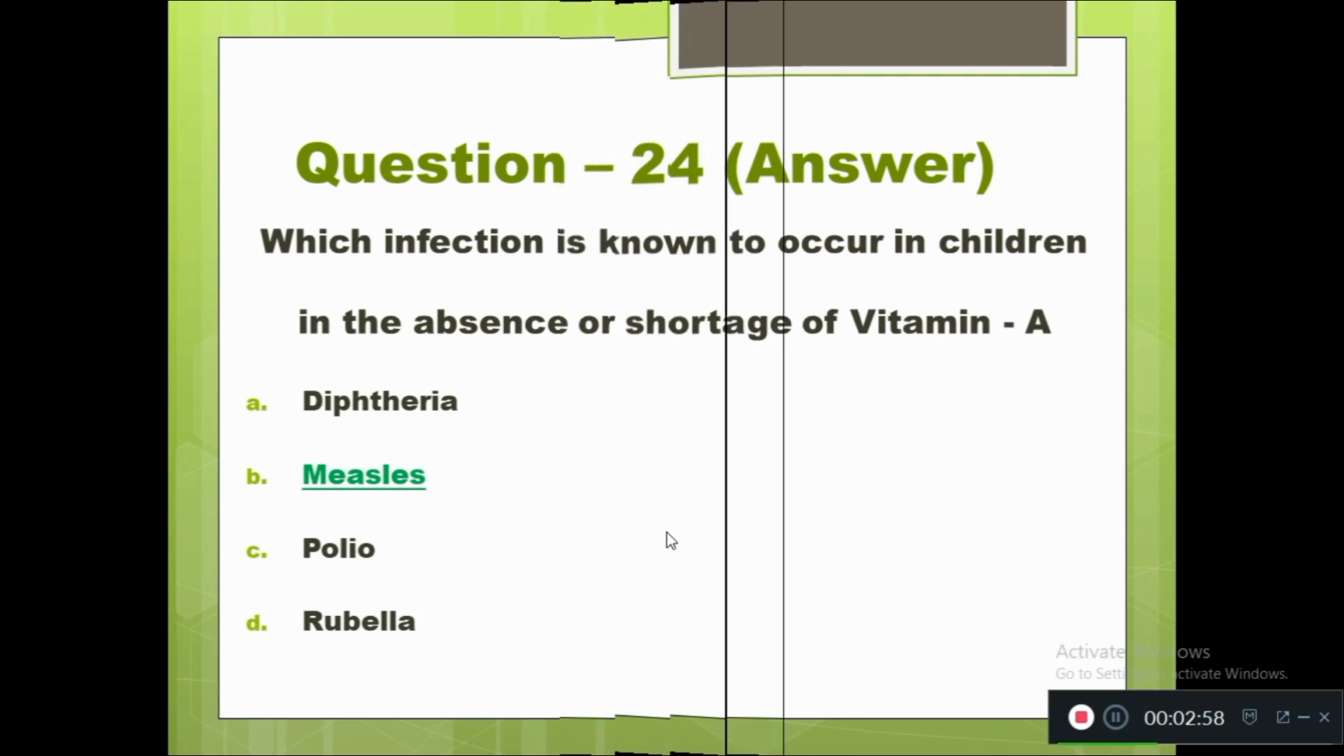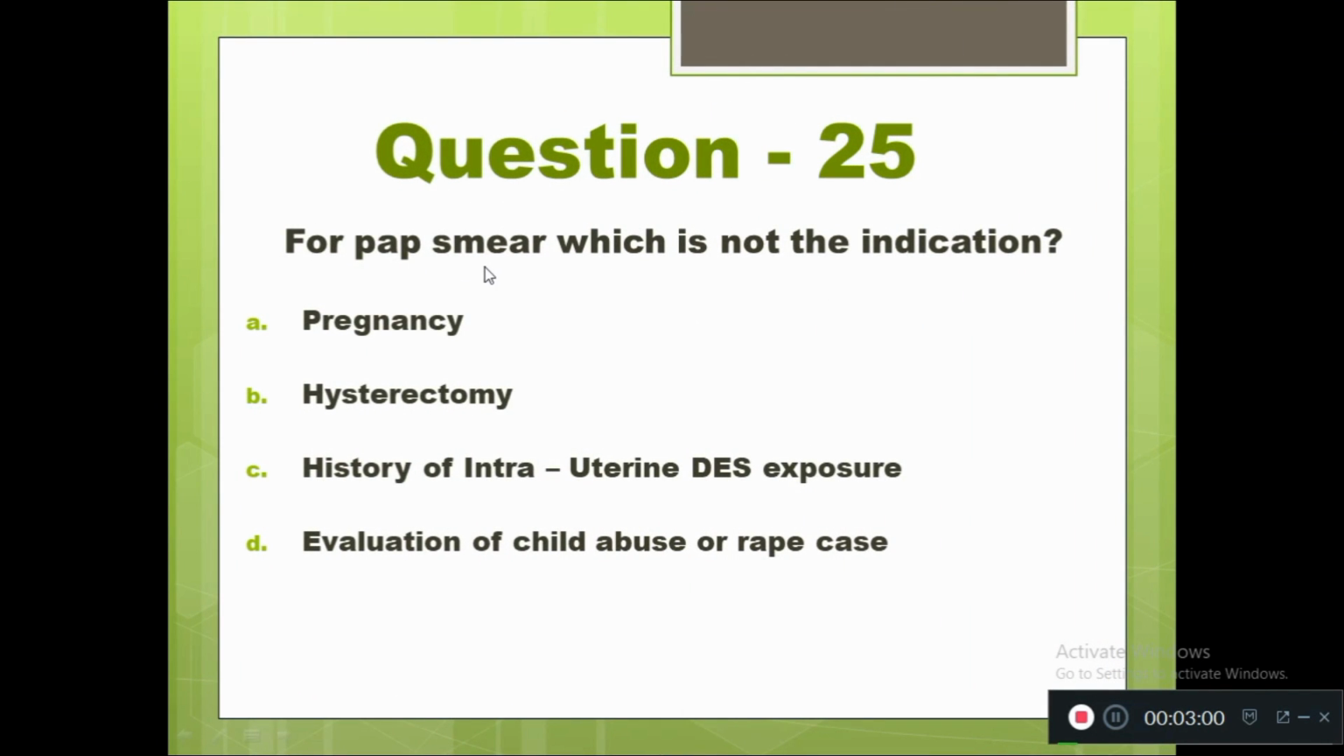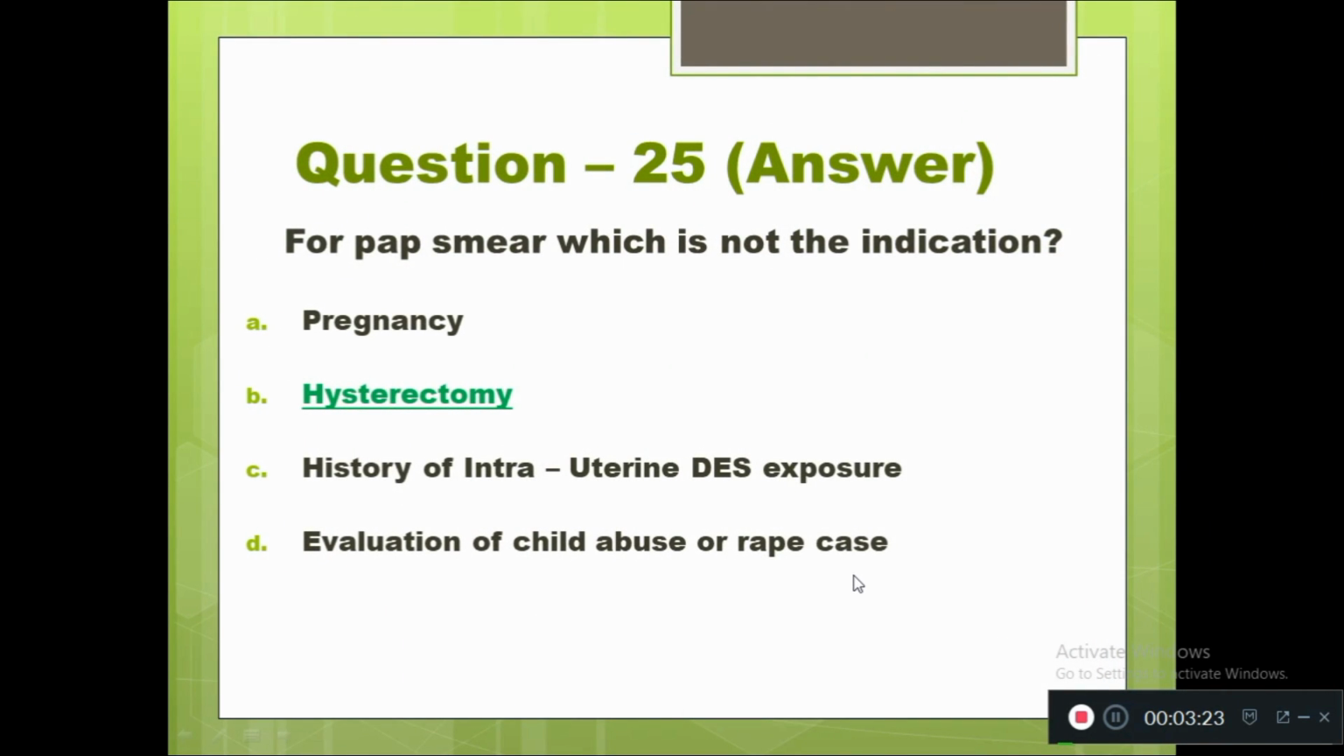Question number 25. For pap smear, which is not the indication? Option A pregnancy, option B hysterectomy, option C history of intrauterine DES exposure, option D is evaluation of child abuse or rape case. The right answer here, total hysterectomy is not indicated.